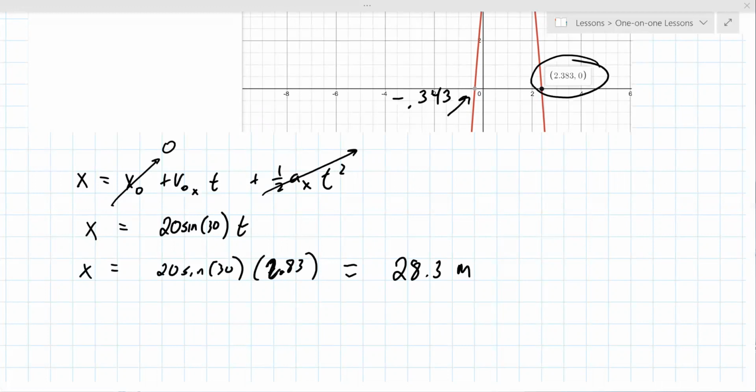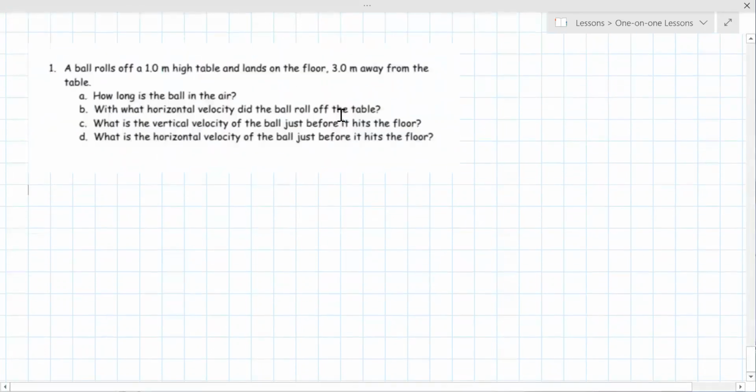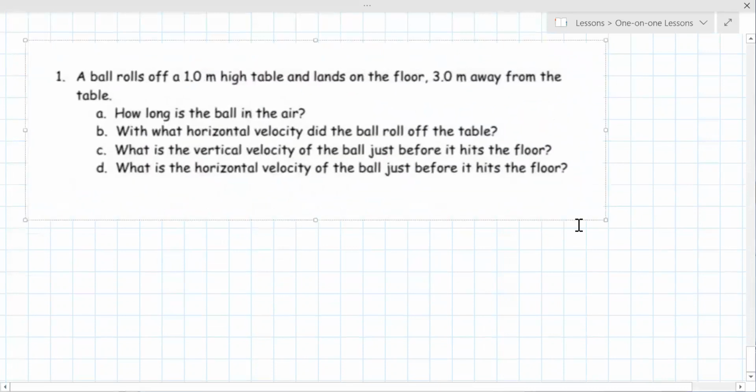All right. So next I want to go back to the first page, to the other page that I sent you. Number 1: a ball rolls off a 1.0 meter high table and lands on the floor 3.0 meters away from the table. Okay. Do that for sure. All right, I'm snipping it in now, and you can tell me if this is the right one. Perfect. Okay, the picture's critical.